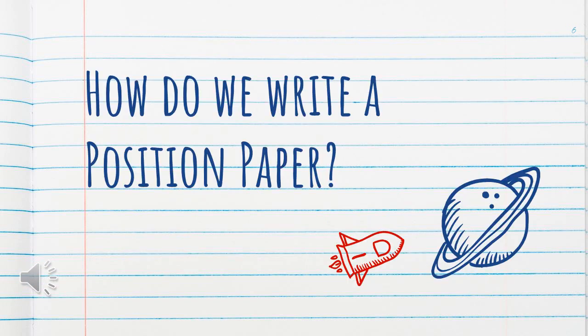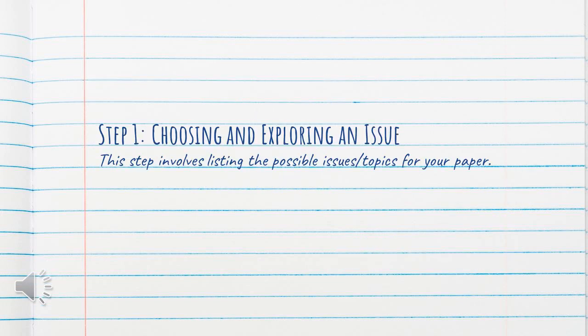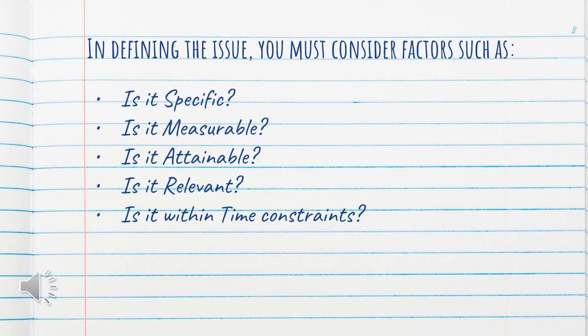Next one, how do we write a position paper? Step 1, choosing and exploring an issue. This step involves listing the possible issues or topics for your paper. Now, in defining the issue, you must consider factors such as: Is it specific? Is it measurable? Is it attainable? Is it relevant? Or is it within time constraints? So you have to deal with those factors to check if you can create an effective position paper.